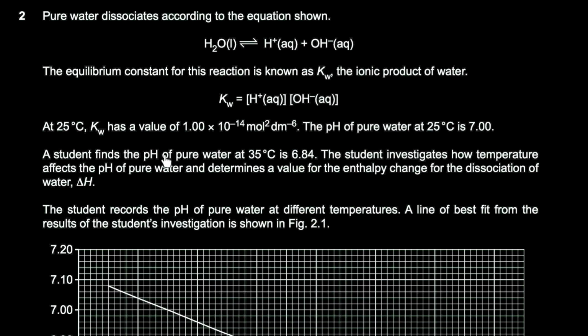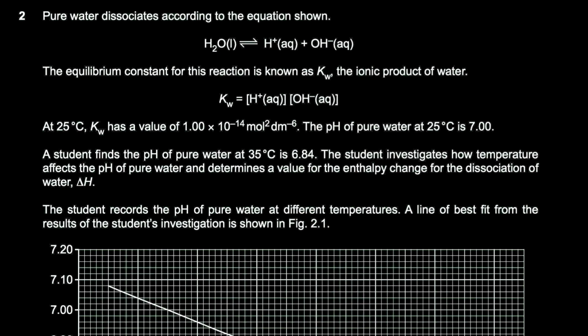A student finds the pH of pure water at 35 degrees Celsius is 6.84. The student investigates how temperature affects the pH of pure water and determines a value for the enthalpy change for the dissociation of water. The student records the pH of pure water at different temperatures. A line of best fit from the results of the student's investigation is shown in figure 2.1.